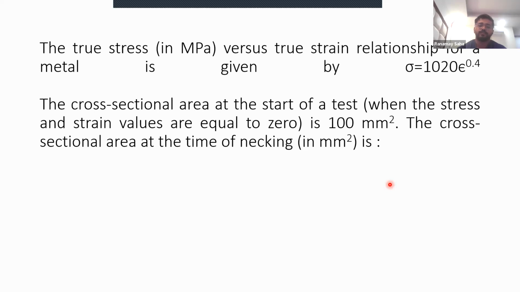Okay? Now, the initial cross section is given. You have to find out the cross section at the time of necking for a material which is following this given stress strain relationship. The K value of 1020 and strain hardening exponent N value of 0.4.